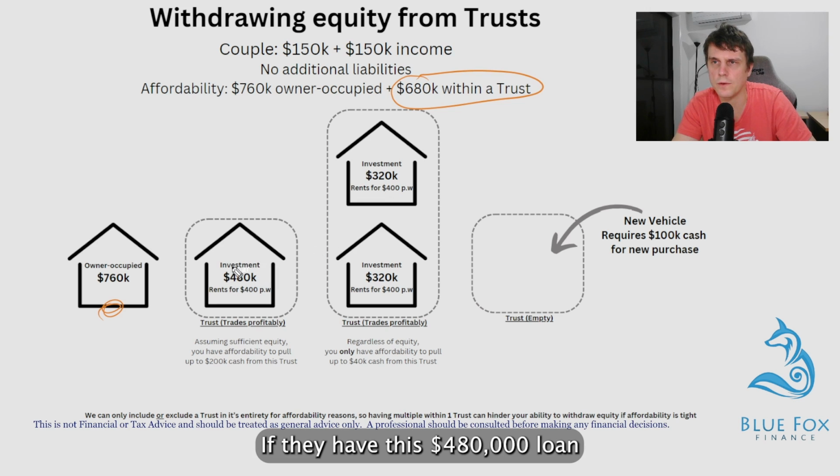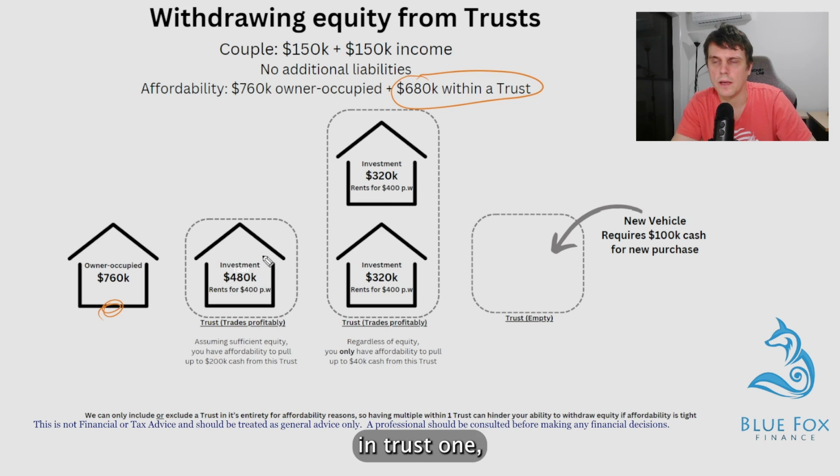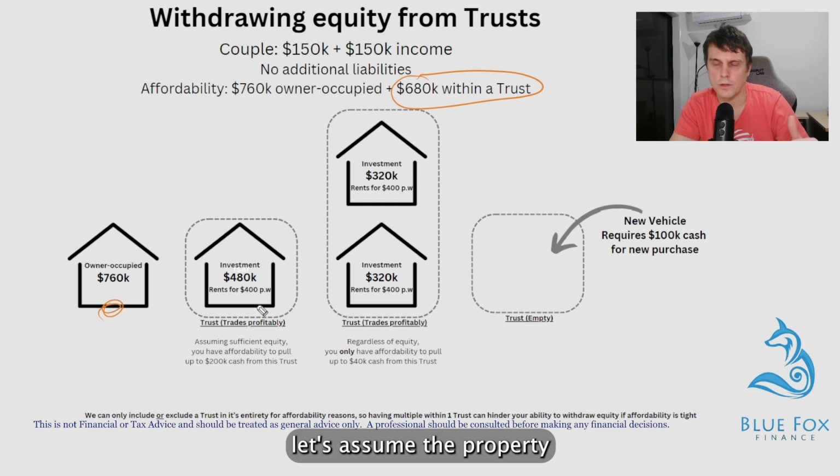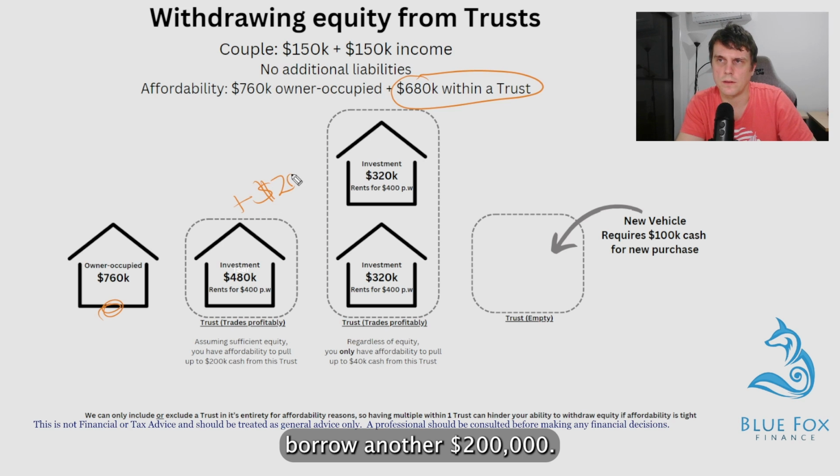If they have this $480,000 loan in Trust 1, let's assume the property doubles in value, you can actually borrow another $200,000. And that brings us up to our $680,000.